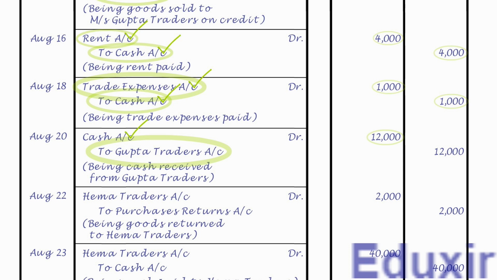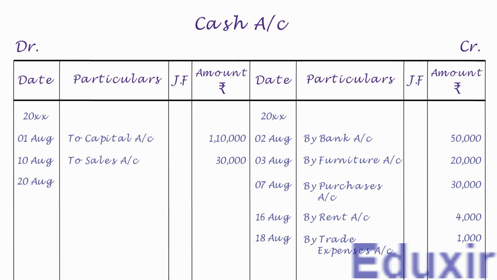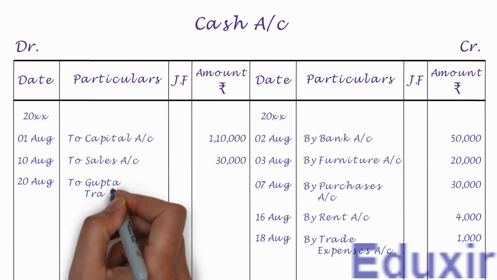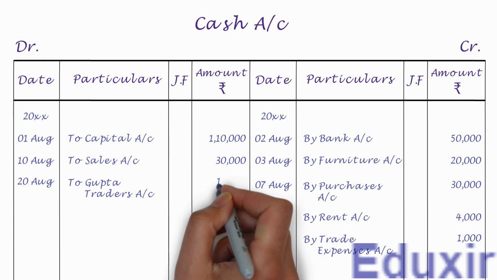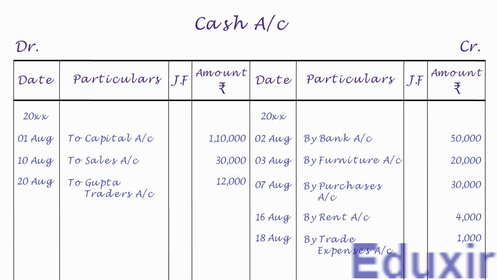Now on the debit side, let us first write the date in the date column. We need to write to Gupta Traders account into the particulars column. Let's write the debit amount of 12,000 rupees into the amount column. With that, we have completed the posting of this journal entry into the cash account. Let's now take up the next entry.